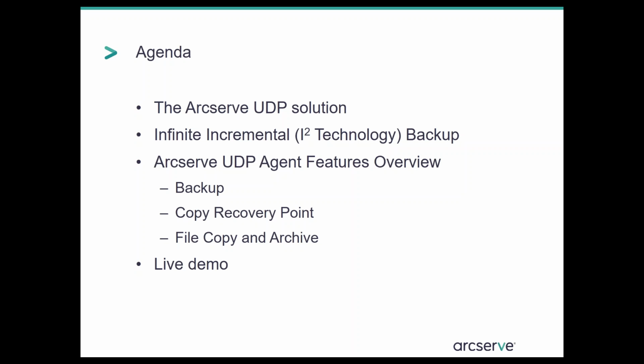We'll then take a look at the different features that are available as part of the UDP agent. Obviously, we can do backup, but we can also do a copy of a recovery point or a copy of an actual backup image. And we've also got file copy and file archive capabilities within the agent as well. We'll then wrap it up with a live demo. We'll actually go through and see how we can create a backup plan, how we can do a copy of a recovery point, and how we can use file copy and file archive.